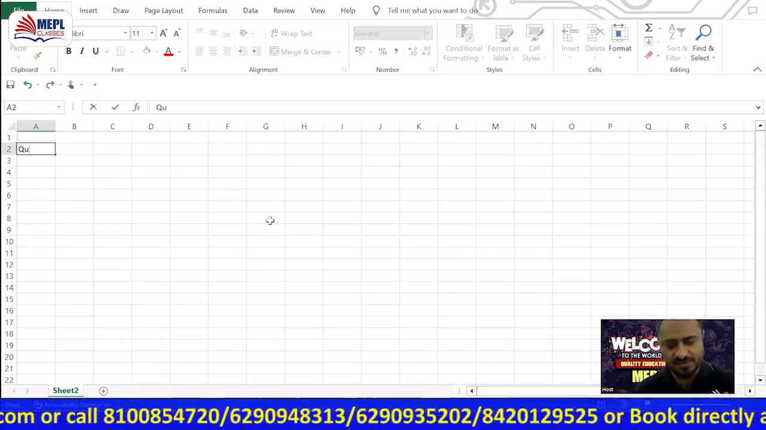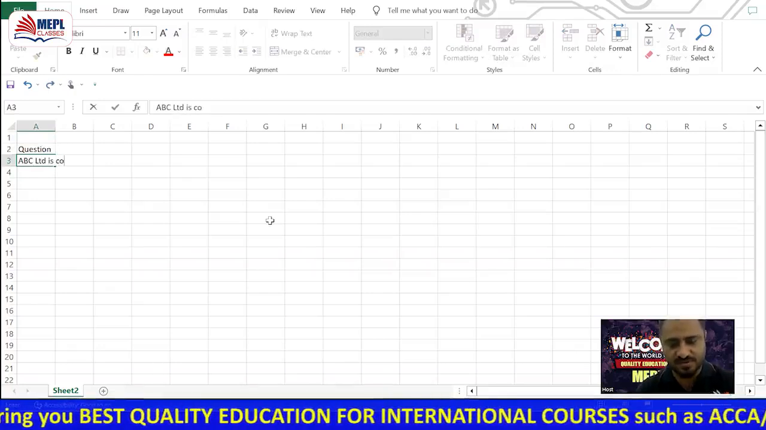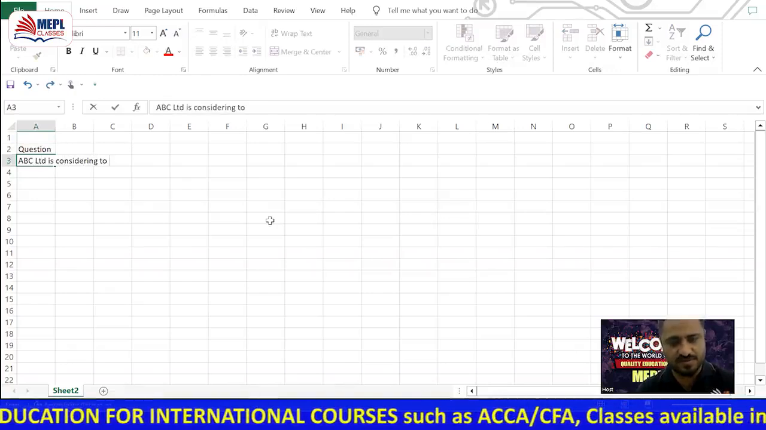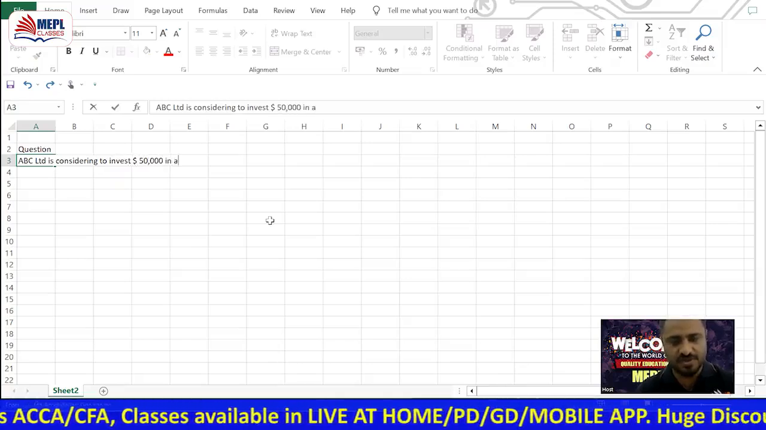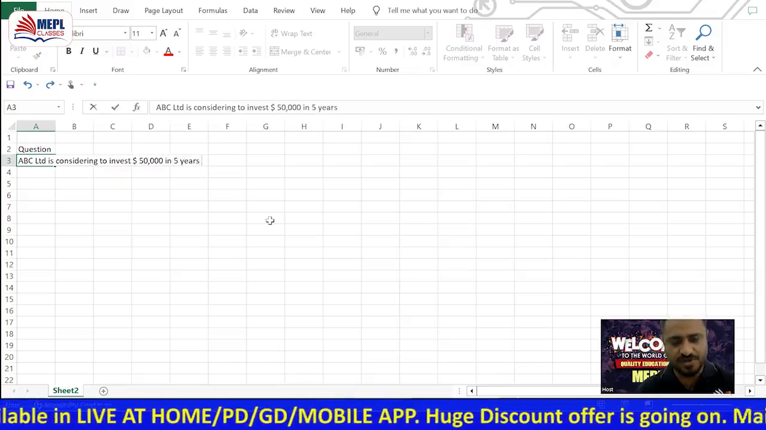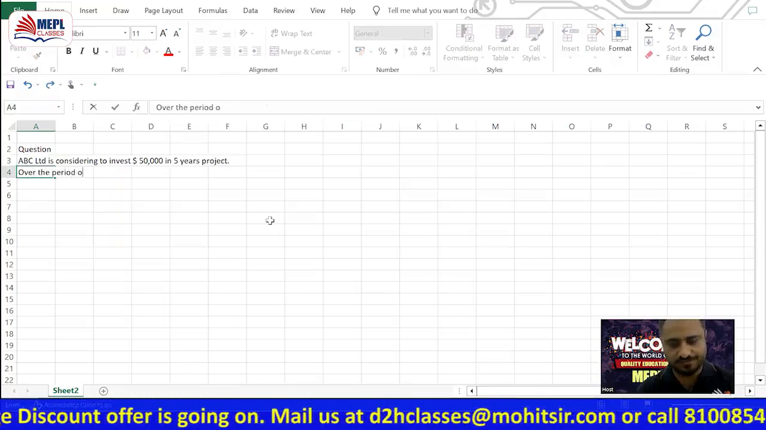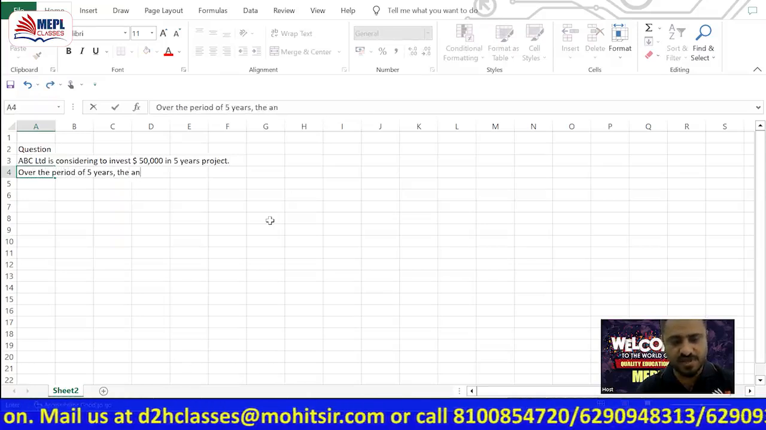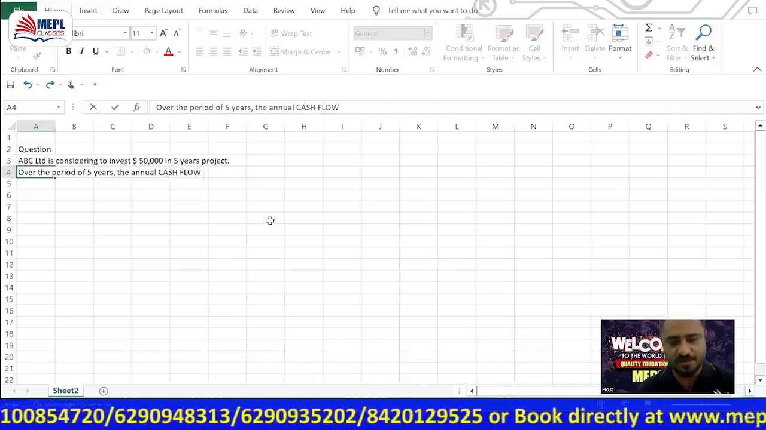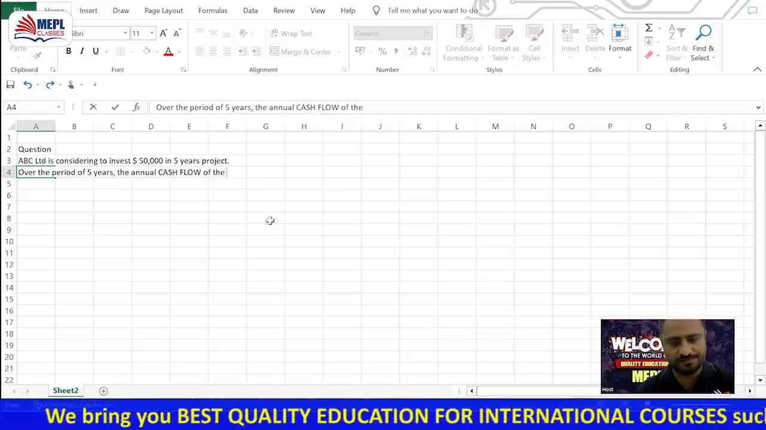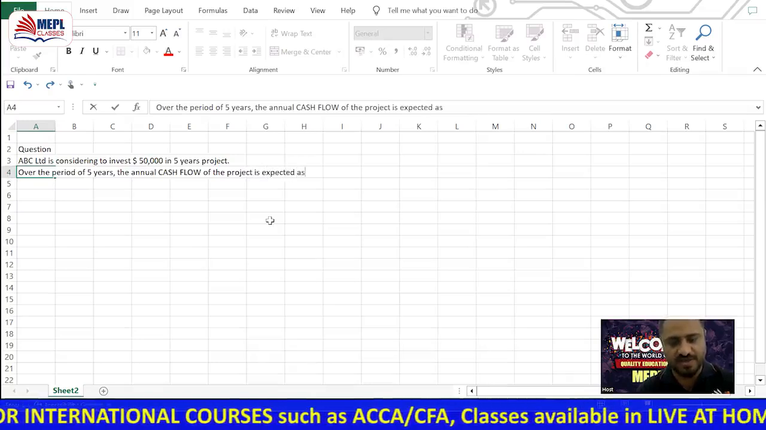So the question is, say ABC Limited is considering investing, say, $50,000 in a 5 year project. Over the period of 5 years, the annual cash flow, see, I'm using the word cash flow, of the project is expected as follows.